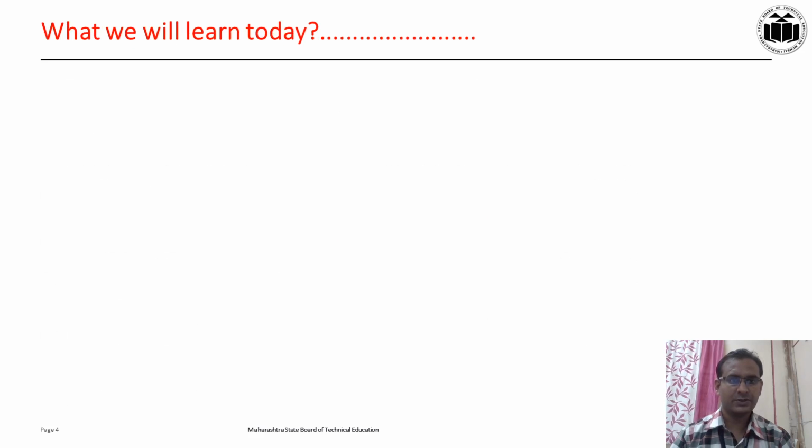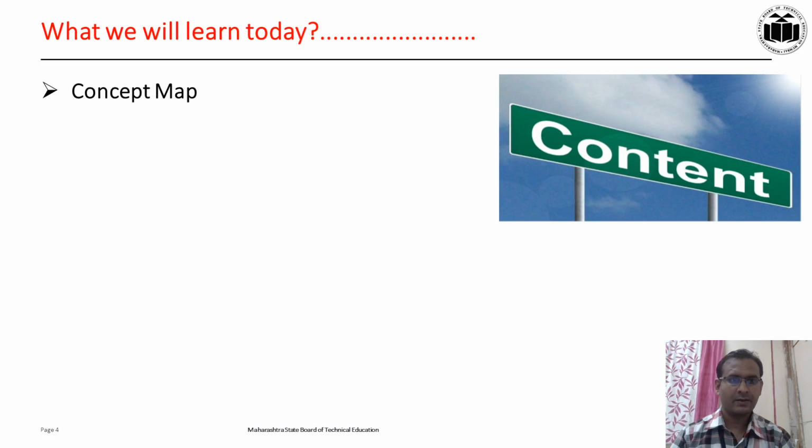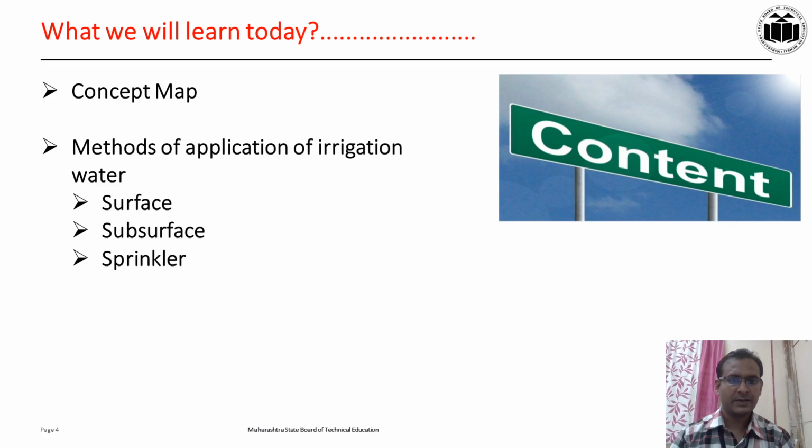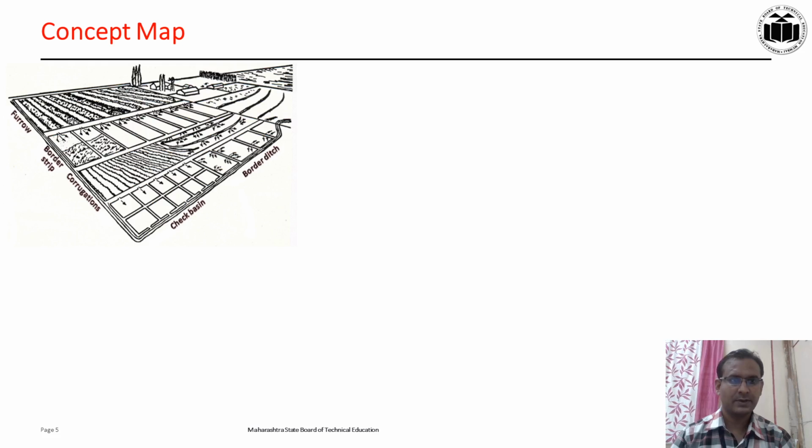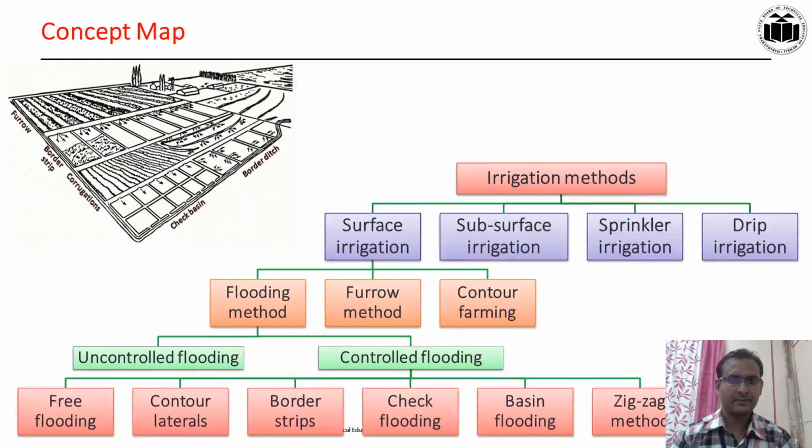To achieve these objectives, here is the content: concept map, methods of application of irrigation water, that is surface, subsurface and sprinkler, methods of assessment of irrigation water, and last, the application of concept. Here is the concept map.